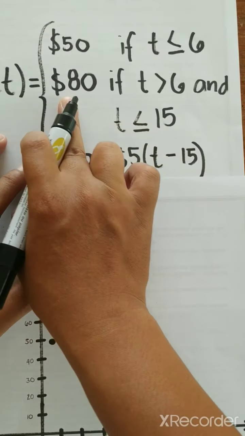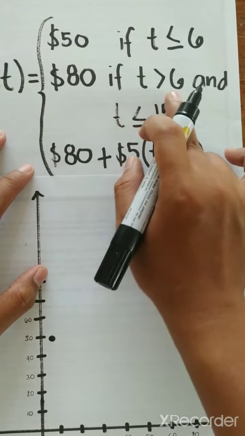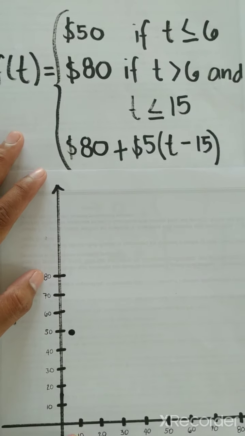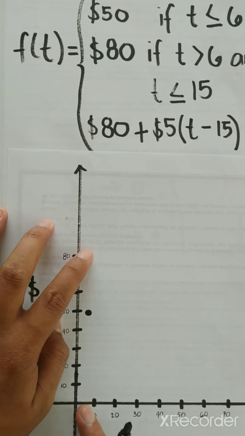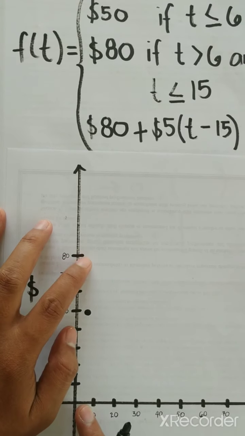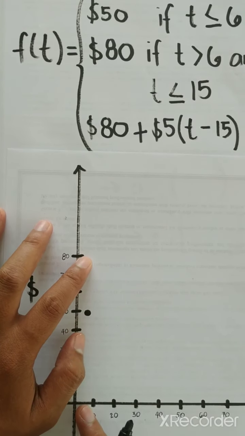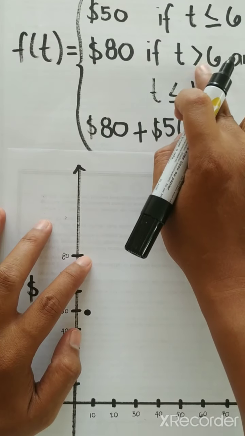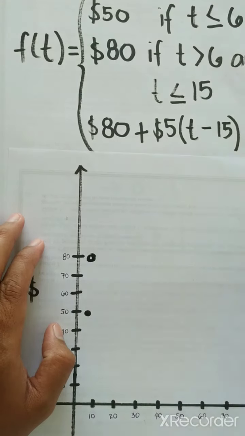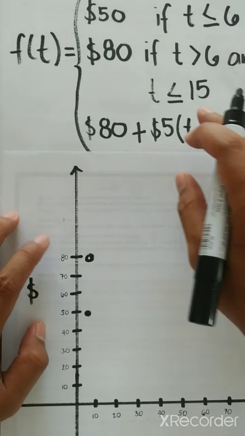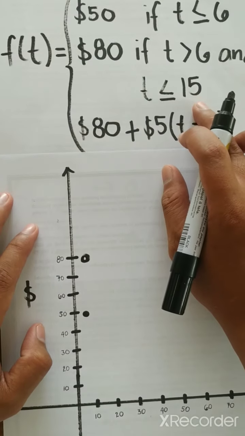this $80. When will that be $80? When our t is 6 and 15. So still this is 6, okay, but this time it will be $80. Instead of $50, it will be $80, and it will be denoted by a hollow or open dot.